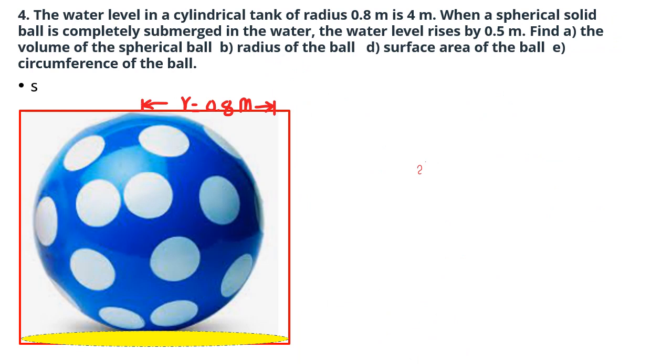So number four, the water level in a cylindrical tank. Radius is 8 meters. The level is 4 meters. When a spherical solid completely submerges, the water level rises by 0.5 meters. Find the volume of the submerged spherical ball, radius of the ball, surface area, then circumference of the ball. So your solution is 1.